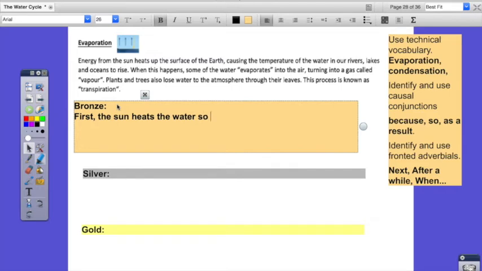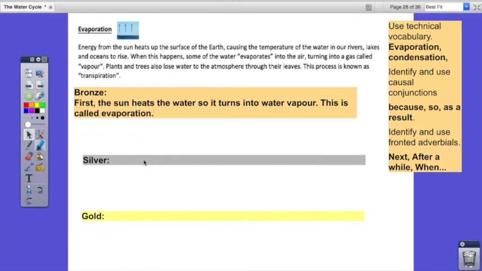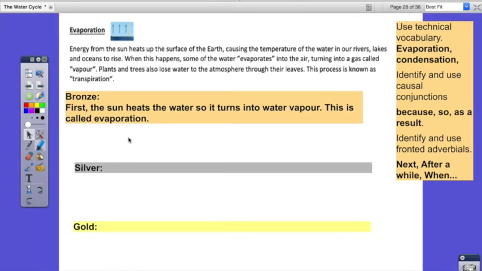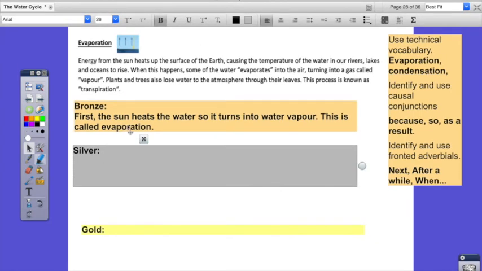So that would be a causal conjunction. This happens, so something else happens. First, the sun heats the water, so it turns into water vapour, full stop. This is called evaporation. Okay, that's bronze challenge. You've got a sentence there, covers what evaporation is. However, most of you, I would have thought, can write a little bit more.